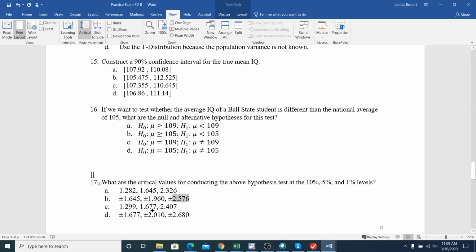Okay. So right away I could cross out A and C because I know I had pairs of critical values, but then I actually looked up what those values are. It'd be B and D here.